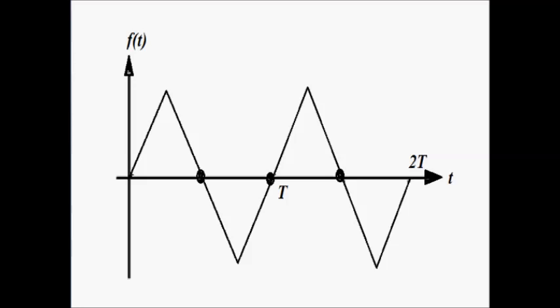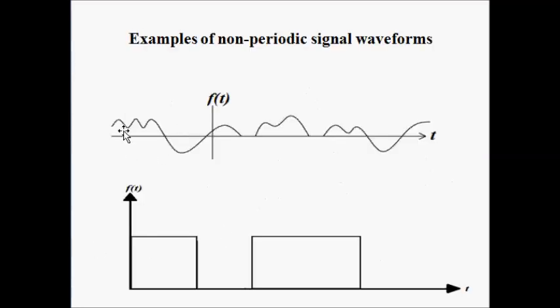Whereas non-periodic signals can be irregular. They do not have any fixed pattern, such as this signal. It does not follow any regular pattern. It's random, it's irregular. So these are non-periodic signal waveforms.